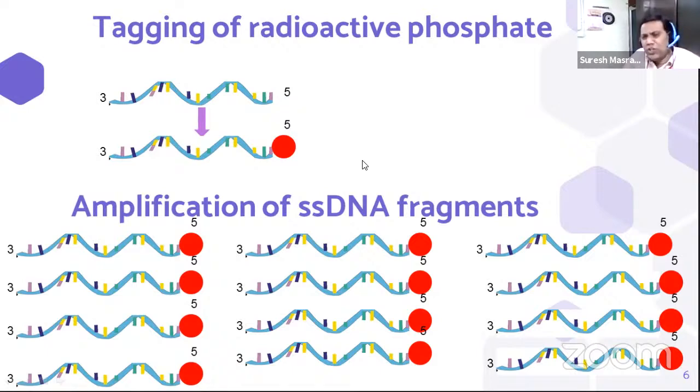Thus, with each cycle, there is multiplication or amplification of the DNA from 1 to 2, from 2 to 4, from 4 to 8, 8 to 16. In this fashion, the number increases. Thus, with the help of this PCR, we could manage to have multiple copies of DNA.